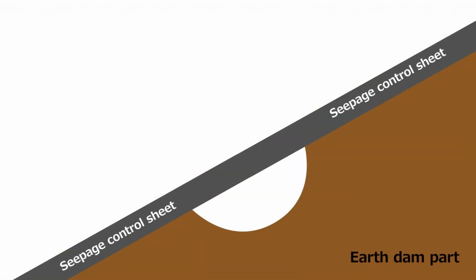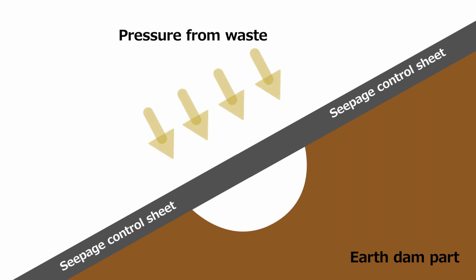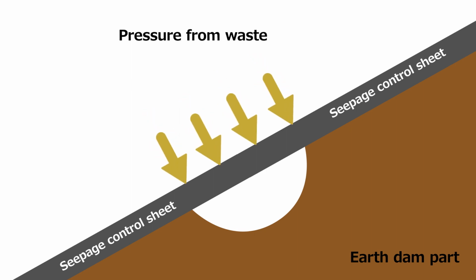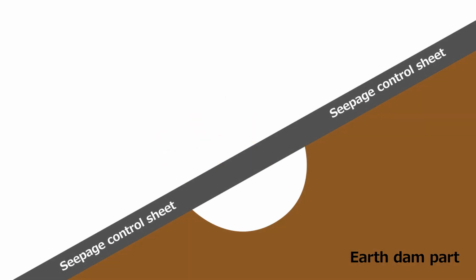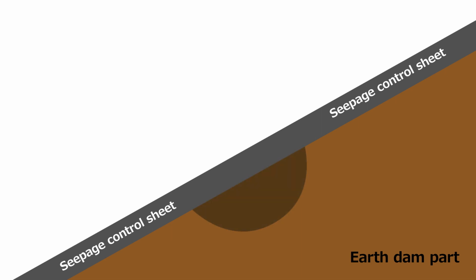It is also important to ensure that there is no unevenness on the ground in contact with the seepage control sheet. If there is unevenness, pressure will be applied when the waste is landfilled, and the sheet may be damaged. If the ground contacting the seepage control sheet is affected by rainwater and so on, the shaping condition is not good. It is necessary to reshape it. In that case, for example, you can use soil mixed with cement to reinforce it.